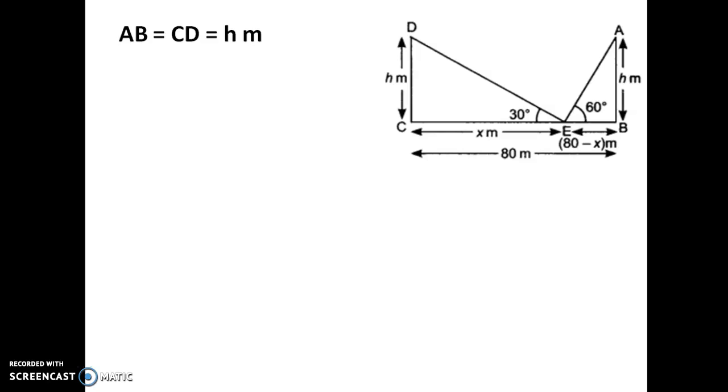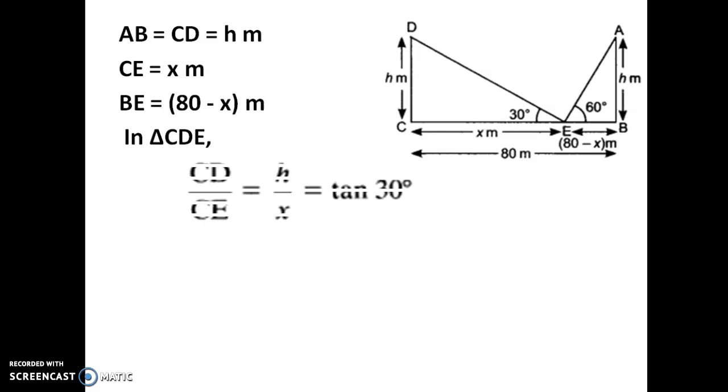So AB is equal to CD is equal to H meter, because the height of the pole is not given, that's why we are taking it as H, and CE as X and BE as 80 minus X meter. So now let's take the triangle CDE. Here the angle of elevation is 30, so tan 30, taking opposite by adjacent, you will get H by X.